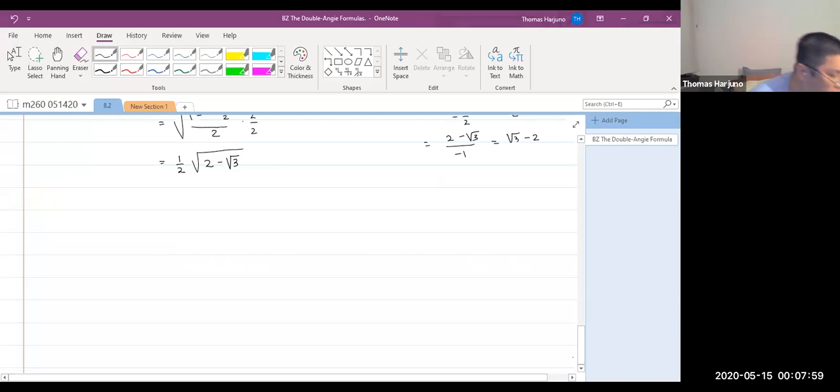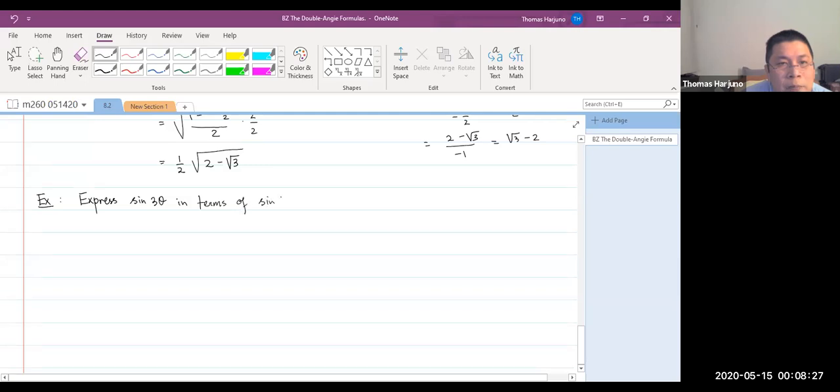the one that you need to be pretty strong with is the following. You see this type of question a lot in my old tests. For example, express sine 3 theta in terms of sine theta.